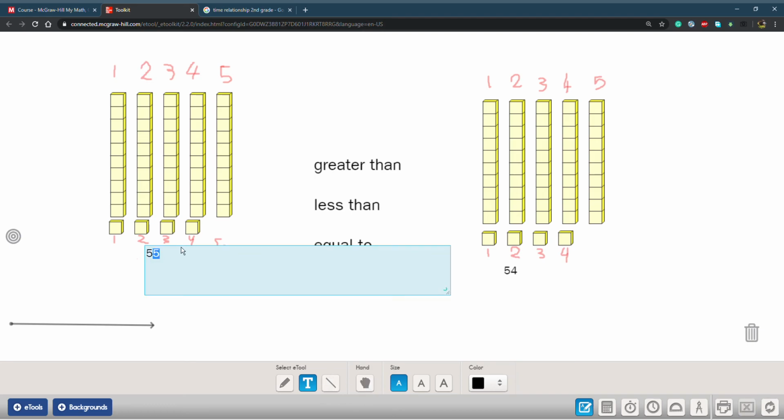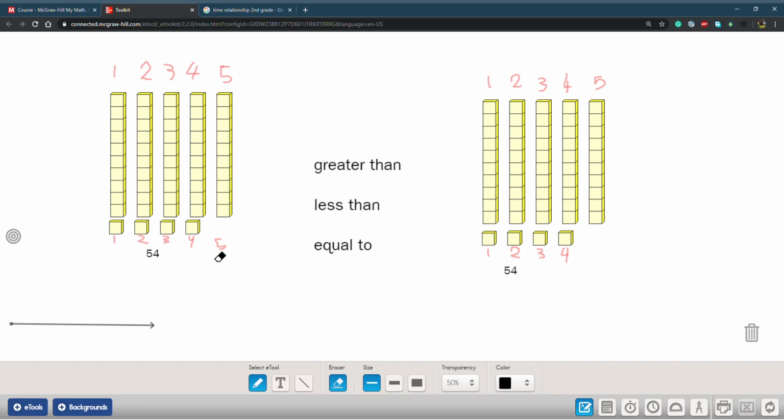Now, after I remove 1, which one is the correct answer now from these? We have 5 tens, 5 tens, and 4 ones, 4 ones. So 54 is equal to 54.